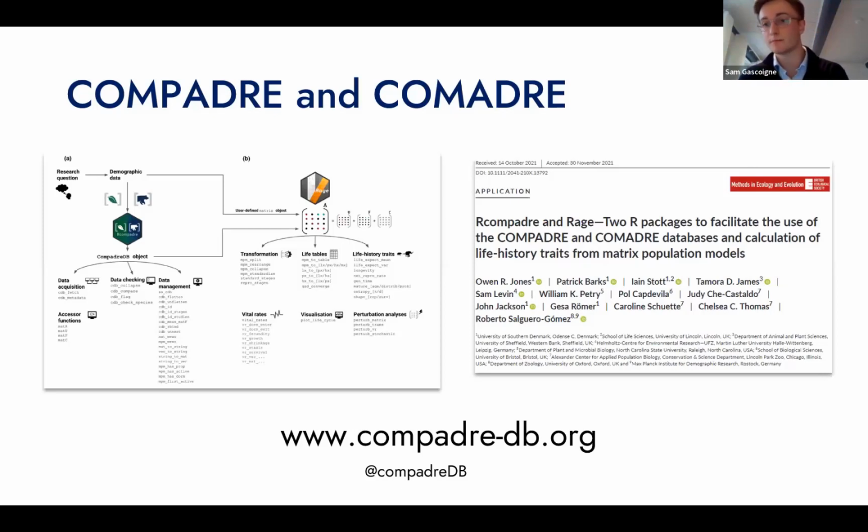For example, we've got the Rcompadre package, which allows you to import the newest version of the databases that you're working with and do some data cleaning. It's all integrated with tidyverse. And secondly, if you're interested in calculating, let's say, life history traits, there is a package called Rage that works with these data objects for whatever inferences you want to draw from matrix population models.